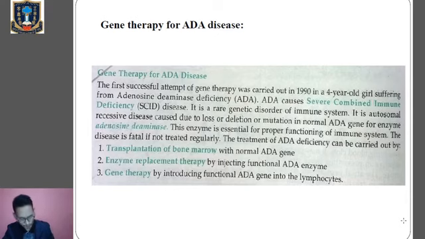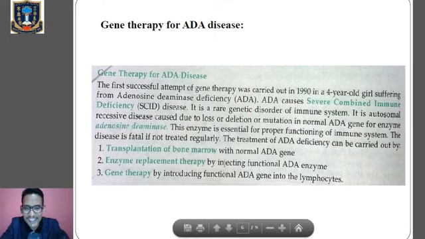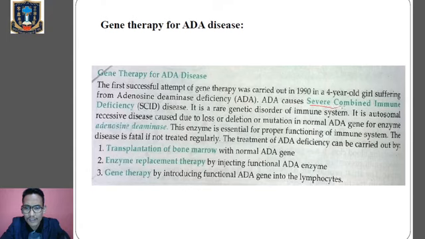ADA means adenosine deaminase deficiency disease. Okay, so the first successful attempt of gene therapy was carried out in 1990 in a 4-year-old girl suffering from adenosine deaminase deficiency disease, ADA disease, and the deficiency of this ADA causes a disease called SCID. SCID means severe combined immune deficiency disease. So kindly remember the abbreviation of SCID, which means severe combined immune deficiency disease.